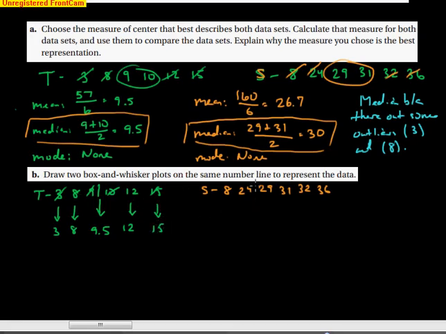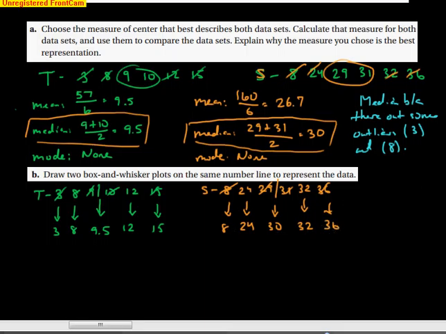So then over here, we'll do the same thing again. The median was in the middle. That's 30, sorry. The lower quartile, or the first quartile, is 24. The upper quartile, or third quartile, is 32. And then we have 8 is the minimum, and 36 is your maximum.